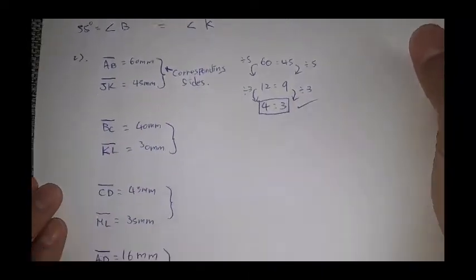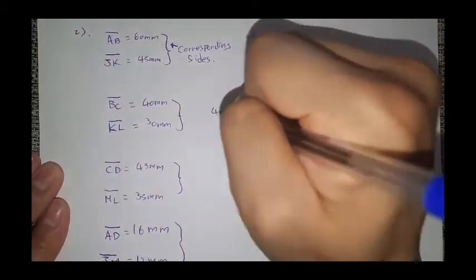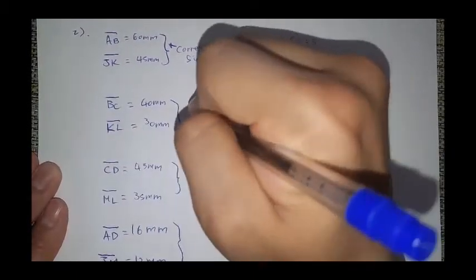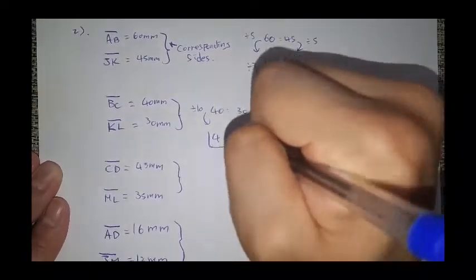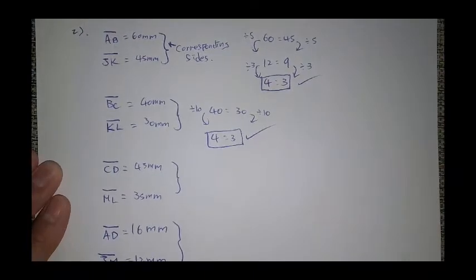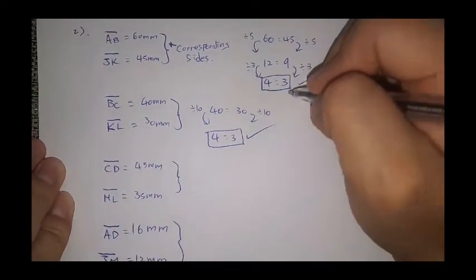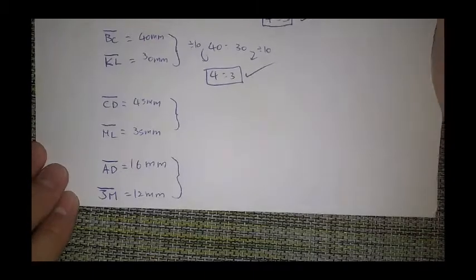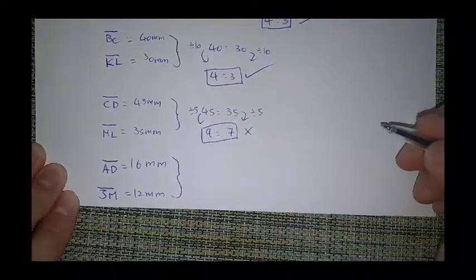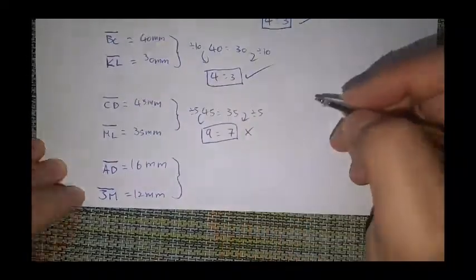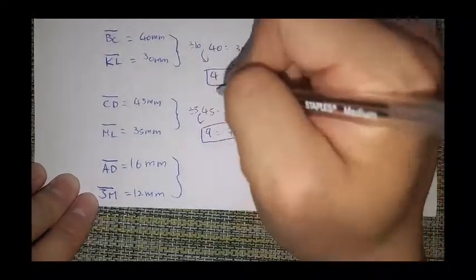So, let's compare. First thing first, 40 to 30. I can just divide everything by 10 and 10 to simplify. So 4 to 3 ratio is what I have for BC and KL. So these two matches CD and ML. That's 45, 35 divided by 5 divided by 5. Then I have 9 to 7. These guys doesn't match necessarily in here, and who knows, it can be my mistake too.